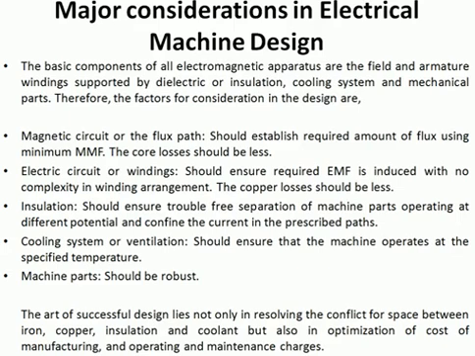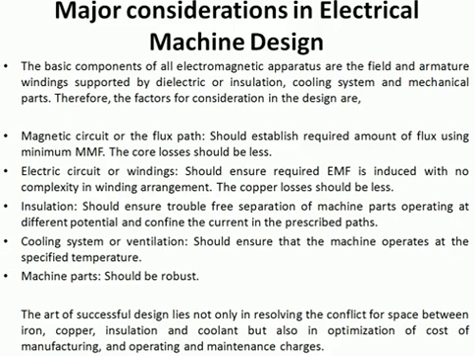Another major constraint which you must look into is that the core losses or the iron losses must be minimum. While designing the magnetic circuit, the iron losses must be maintained at minimum. Iron loss is actually the sum of hysteresis loss and eddy current loss, and it must be maintained at a minimum value.